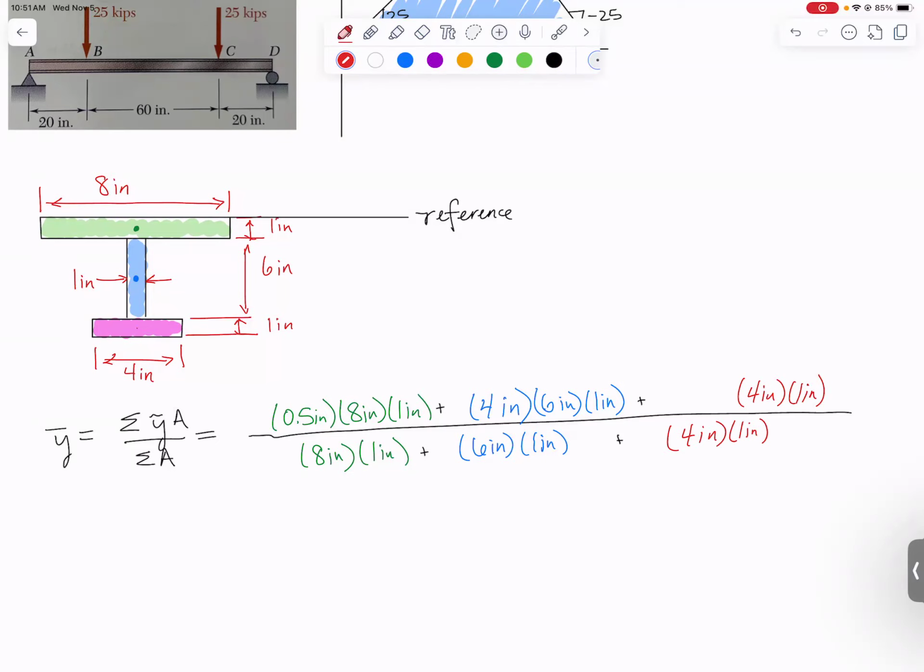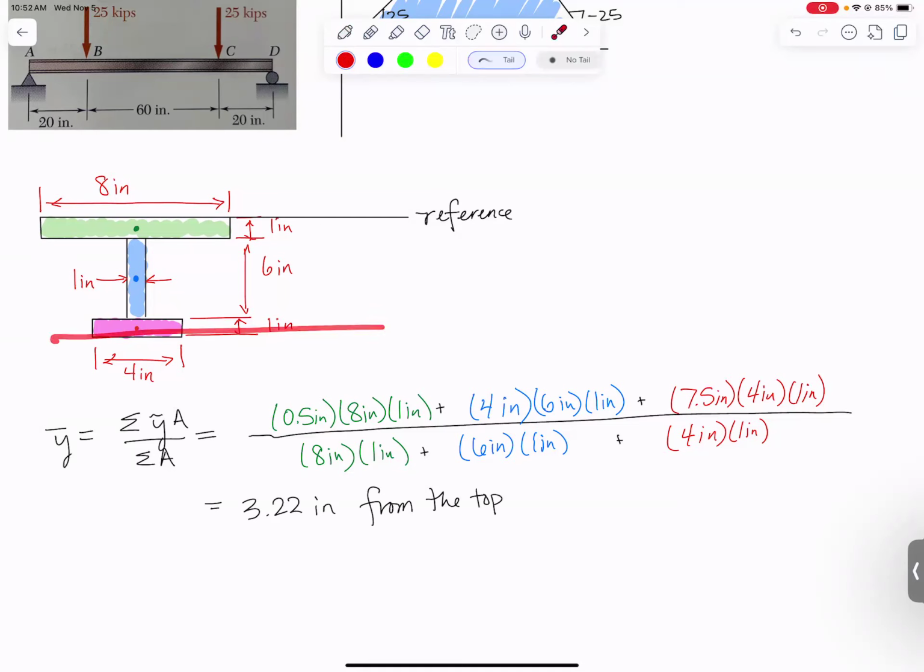And its centroid will be at the middle of the rectangle. It's a 1 inch tall rectangle, so that centroid would be 1/2 inch from the top or bottom of that rectangle. But to get all the way to the reference line, I've got to go 1/2 inch plus 6 plus 1, which should be 7.5 inches. We multiply that all out and we get 3.22 inches, and that is measured from the top. Some students would prefer to put their reference axis at the bottom and get a number from the bottom. That's perfectly fine as well.